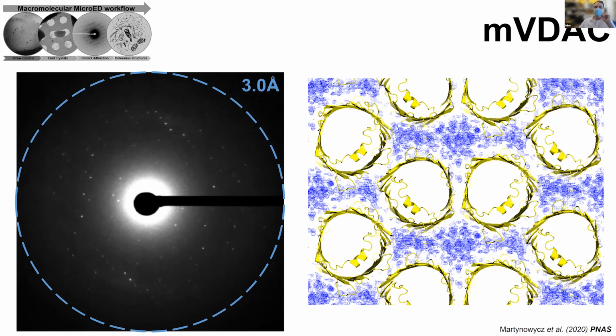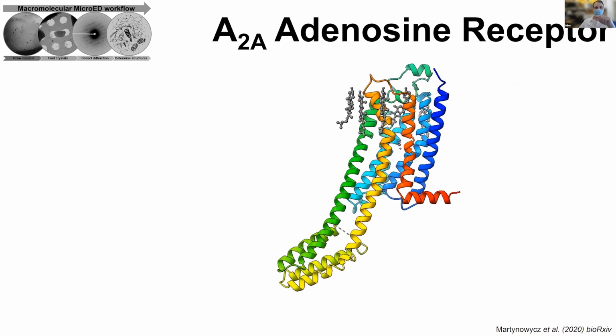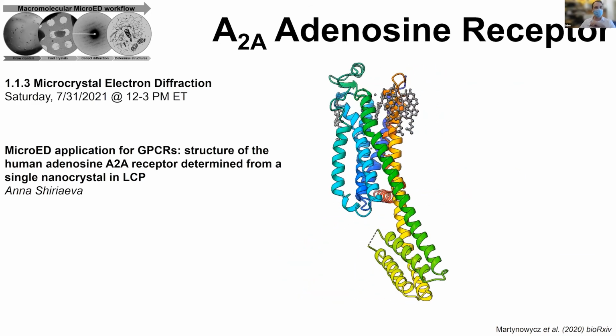We were really excited about this and started working on other membrane proteins that were embedded in dense media, like lipidic cubic phase. And one month after, Mike. Yep. Okay, so one month after this, we were able to solve the human adenosine receptor in LCP, which my colleague will talk about tomorrow.